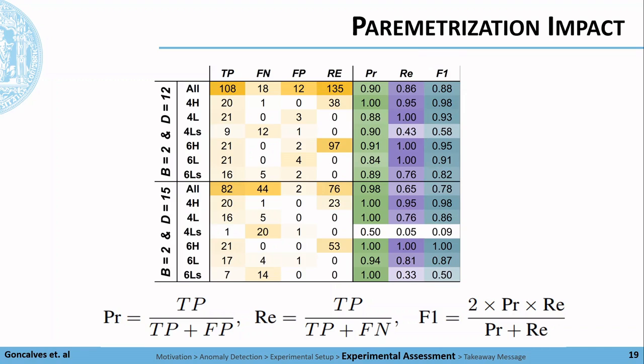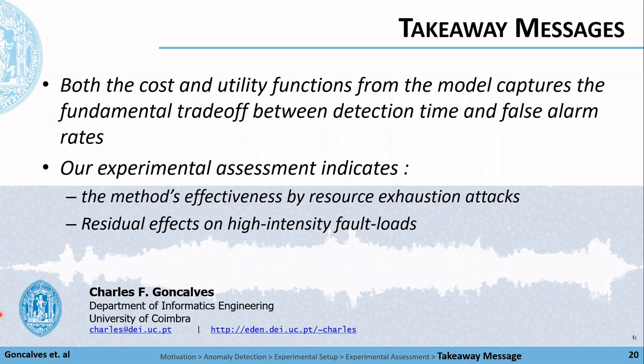To deal with short anomalies of low intensity, we found that D must be fine-tuned. We found some evidence that transaction-based tuning, with different parameterization for different transactions, can lead to a better outcome for those low-performing fault models, and this will be evaluated in future work. In this presentation, we showed the effectiveness of the method and also that it captures the trade-off between detection time and false alarm rate.